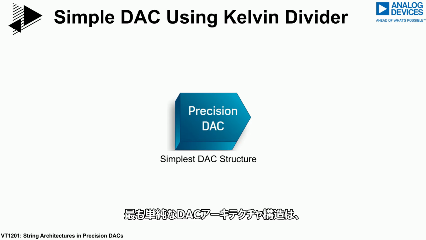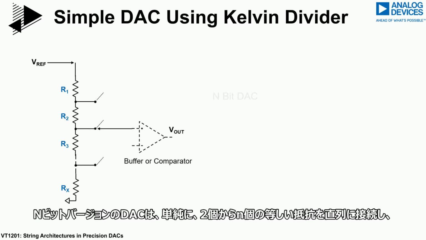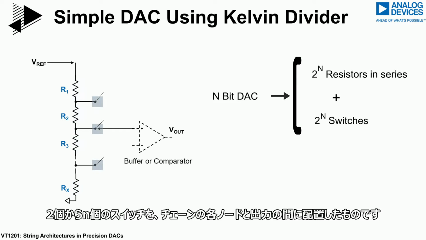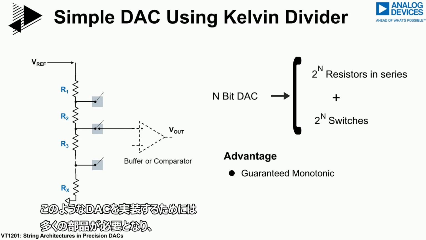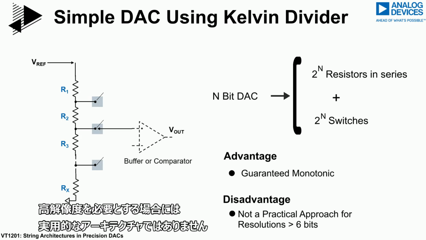The simplest DAC architecture structure of all is the Kelvin divider, or string DAC. An n-bit version of this DAC simply consists of 2 to the n equal resistors in series, and 2 to the n switches, each one located between each node of the chain and the output. A key advantage is the monotonicity associated with this architecture. However, a large number of components are required to implement such a DAC, making it a non-practical architecture if high resolution is required.